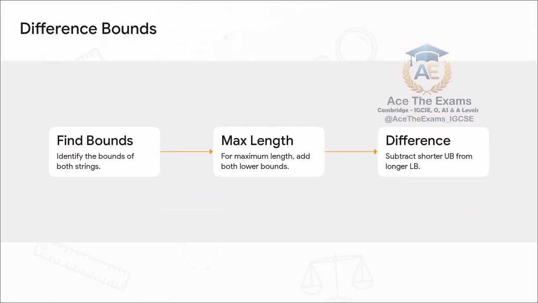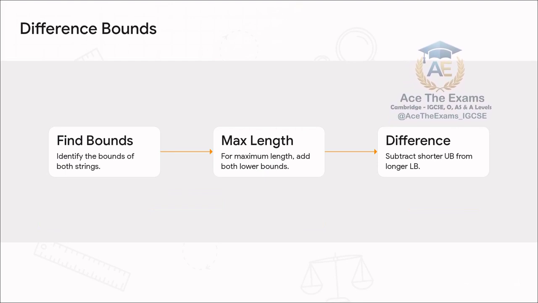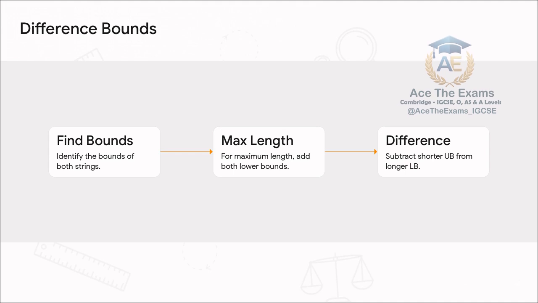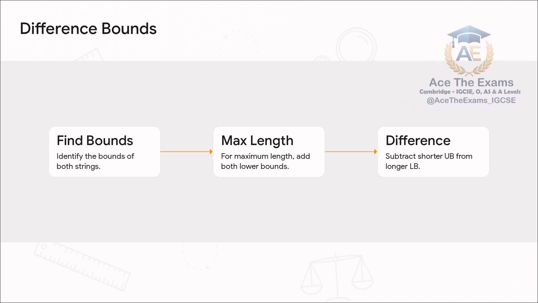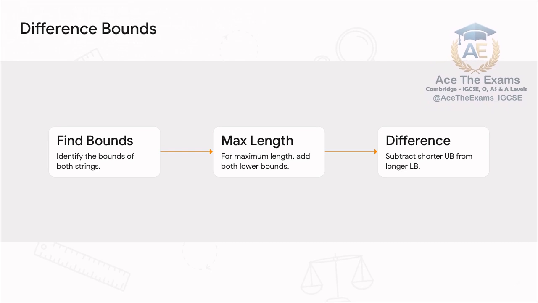Let's test that logic out. Say you have a red string and a blue string, and you want to find the minimum possible difference in their lengths, so the lower bound of the difference. You have to be systematic here. You take the shortest possible length of the longer string, its lower bound, and you subtract the longest possible length of the shorter string, its upper bound.